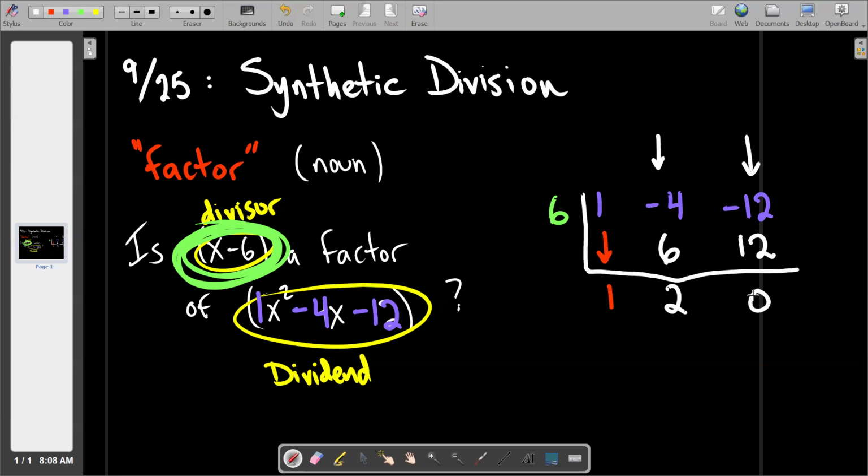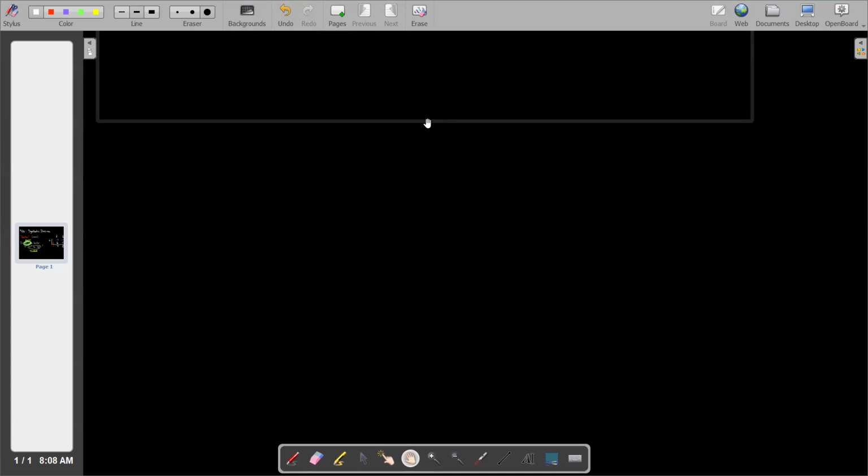This last number you get, you should always put a box around it. Trust me on this. That is called the remainder. And we just proved that x minus 6 is a factor of 1x squared minus 4x minus 12. If the remainder comes out to be 0, as I expressed earlier, remainder of 0 by definition means that whatever we divided by is an even factor, right? So did I lose you? Let's practice this again. So the answer of the question is, yes, it's a factor.